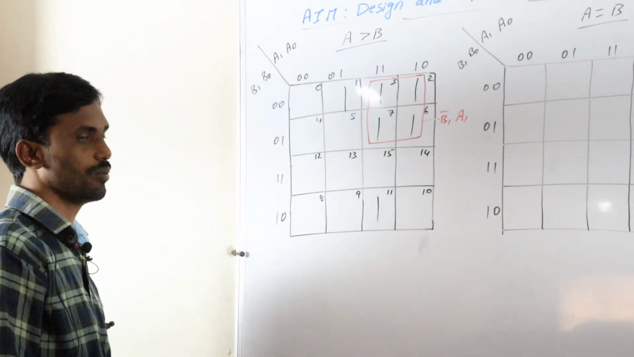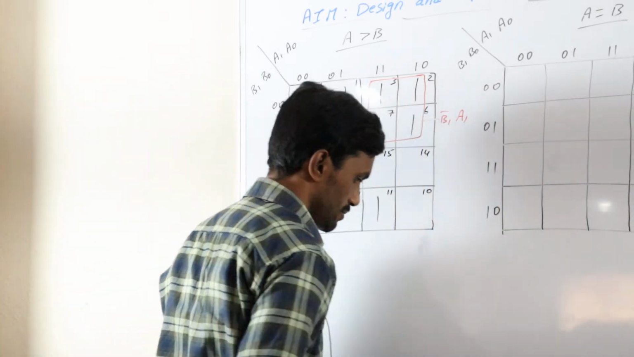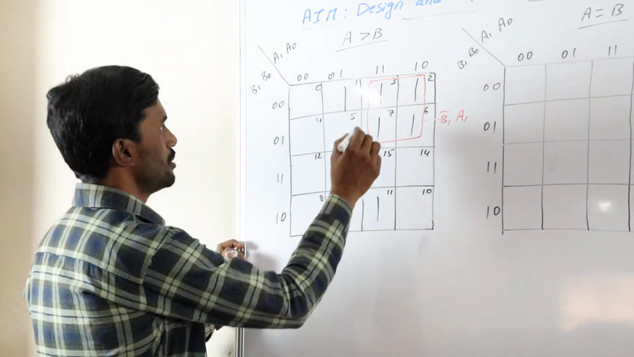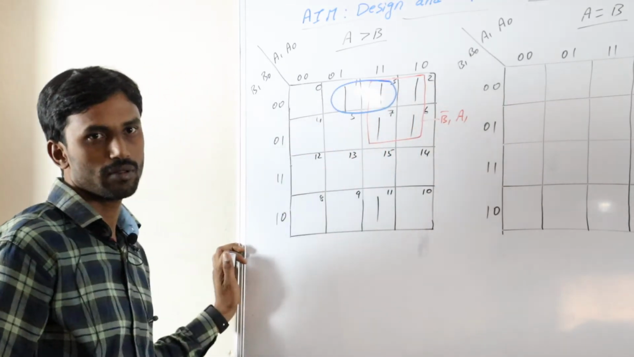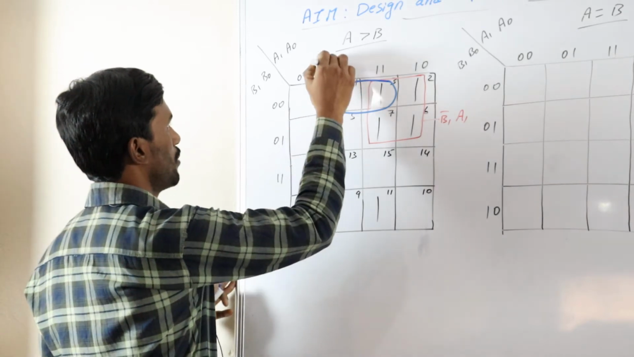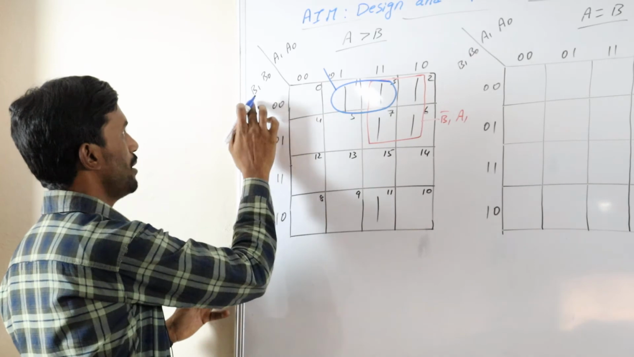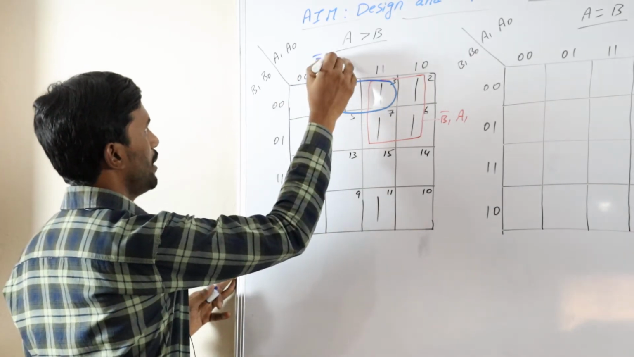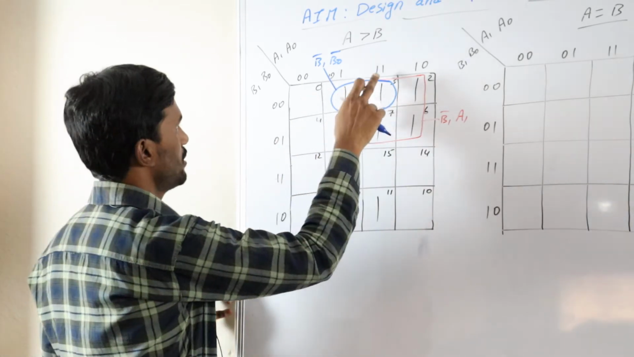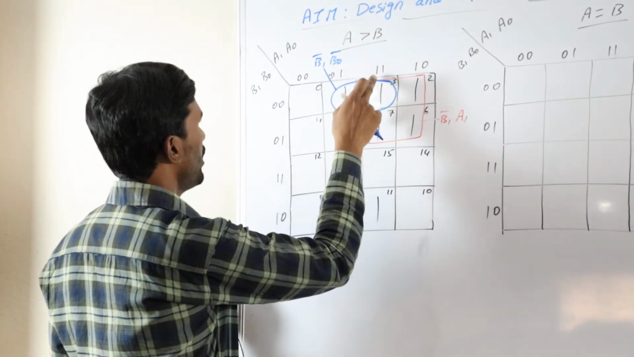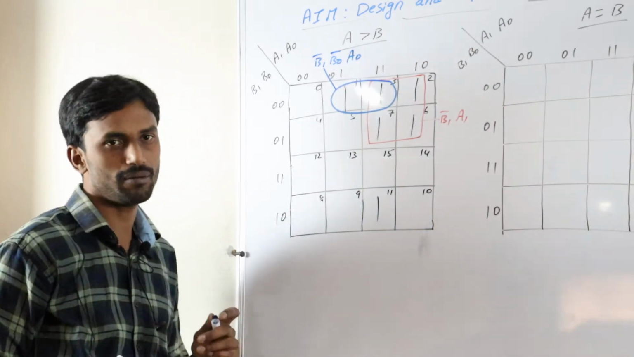Now check again for a 4 group. Is it possible? No. Then you go for the 2 group. Is it possible? Let's check. Yes, it is possible. So here you see, this is a 2 group. Name it. Rows first: this is only 1 row, so B0 is 0, B1 is 0. So I can say B1 bar B0 bar. Columns made with 2: A1 is 0 and 1, you can remove it. A0 is 1, so A0. This is another minterm.